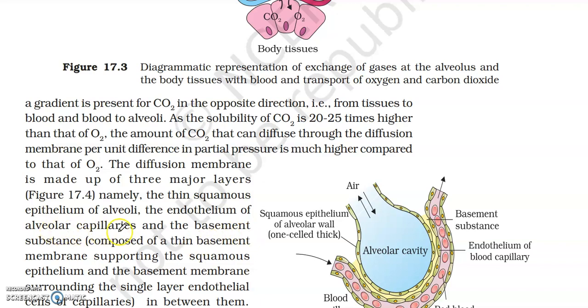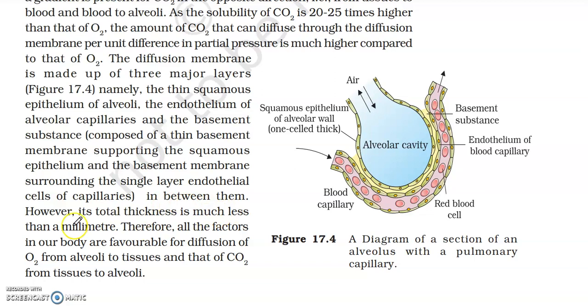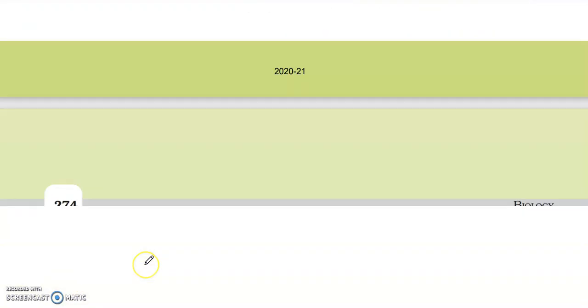of alveolar capillaries, and the basement substance composed of a thin basement membrane, supporting the squamous epithelium and the basement membrane surrounding the single layer endothelial cells of capillaries in between them. However, its total thickness is much less than a millimeter. Therefore, all the factors in our body are favorable for diffusion of oxygen from alveoli to tissues and that of carbon dioxide from tissues to alveoli.